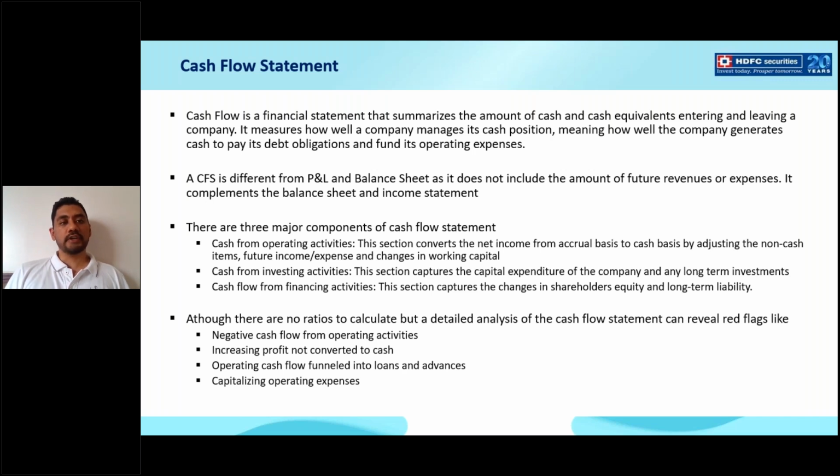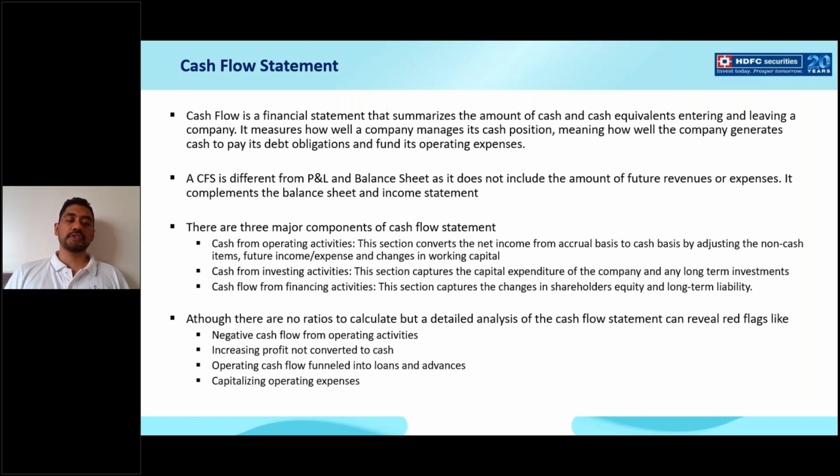Increasing profit is not converted into cash. Many a times you might see that the company is reporting increased earnings year over year over year, but the cash flows are not reflecting an increase. So this raises a red flag: why are the profits of the company not being converted into cash?